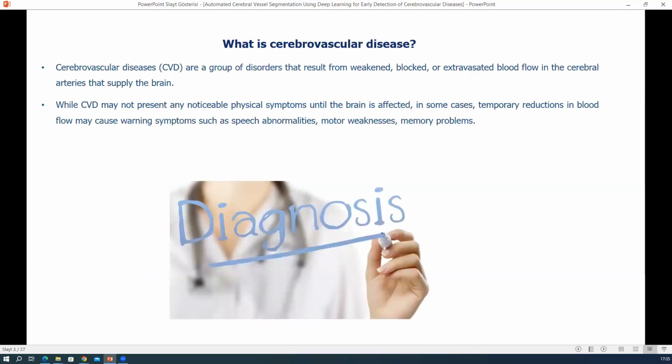Cerebrovascular diseases are a group of disorders that result from weakened, blocked, or disrupted blood flow in the cerebral arteries that supply the brain. While CVD may not present any noticeable physical symptoms until the brain is affected, in some cases, temporary reductions in blood flow may cause warning symptoms such as speech abnormalities, motor weakness, and memory problems.